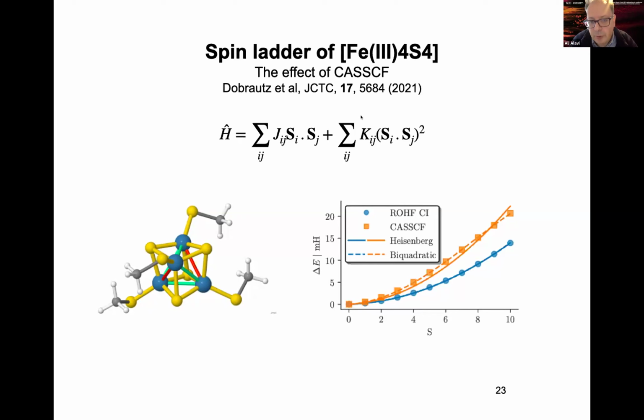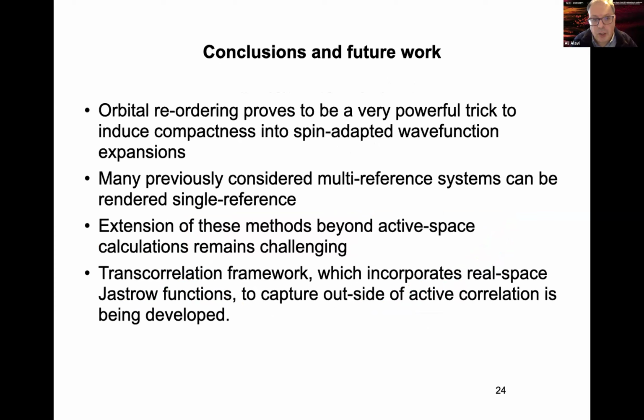And then at that point, we do get a very good description. Okay, so let me just conclude that this orbital reordering trick that we've discovered is really able to induce enormous spin compactness into these spin-adapted wave functions. And many previously considered multi-reference systems can actually be rendered essentially single reference in this way. However, the extension of these methods beyond active space calculations remains extremely challenging.